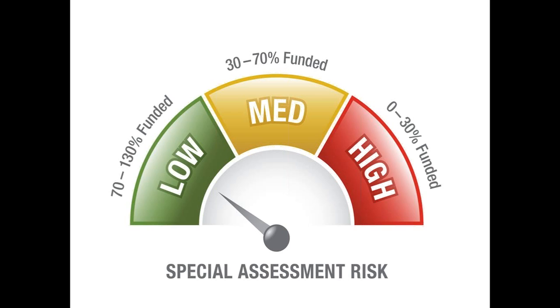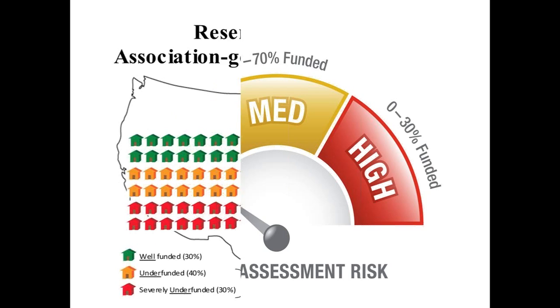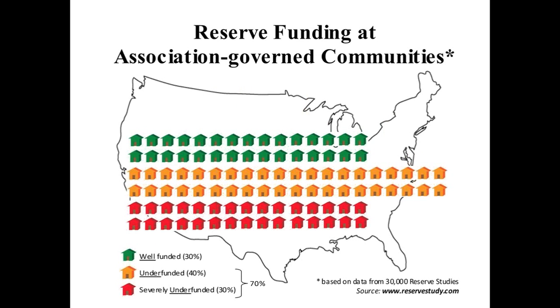So you might be asking, well, where do we fall in the array of percent funded and strength across the country? We've tracked this now for 27 years and over 30,000 studies, and you can see up on the screen that well-funded associations, represented in green there, are about 30% of association governed communities across the country. Underfunded, 40%, and severely underfunded, 30%, which means the vast majority are in an underfunded situation across the country.